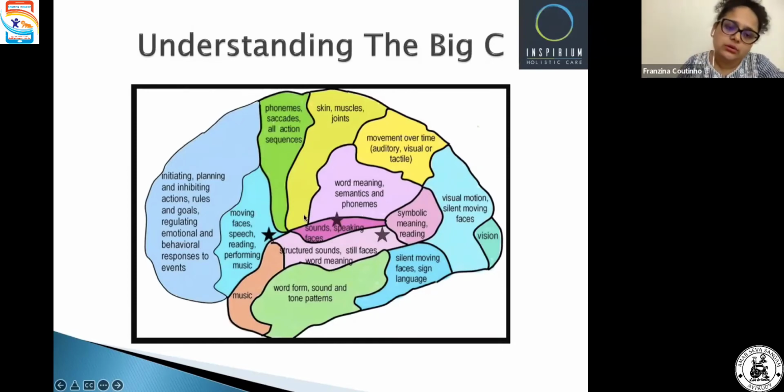Now, I want you to type out and tell me, if I have somebody who has difficulty processing auditory information, which lobe do you think, or what part of the brain do you think they might have difficulty with? In the chat box.